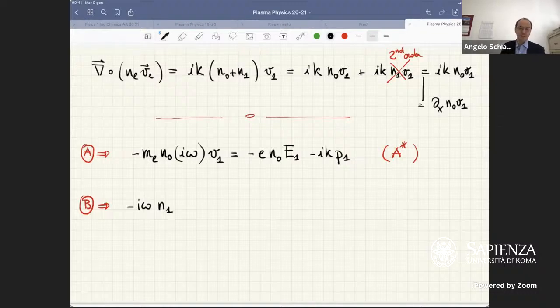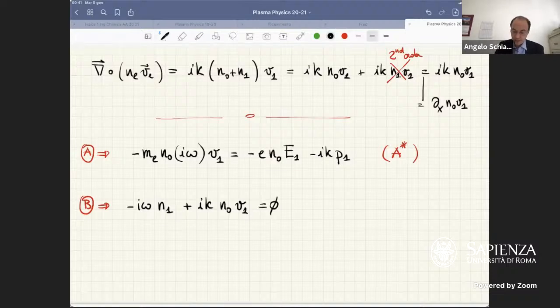So the time derivative of the equilibrium state is 0. So only the perturbation in density changes in time. Then we have plus ik, and I'm using this term here, n0 v1 equal 0.